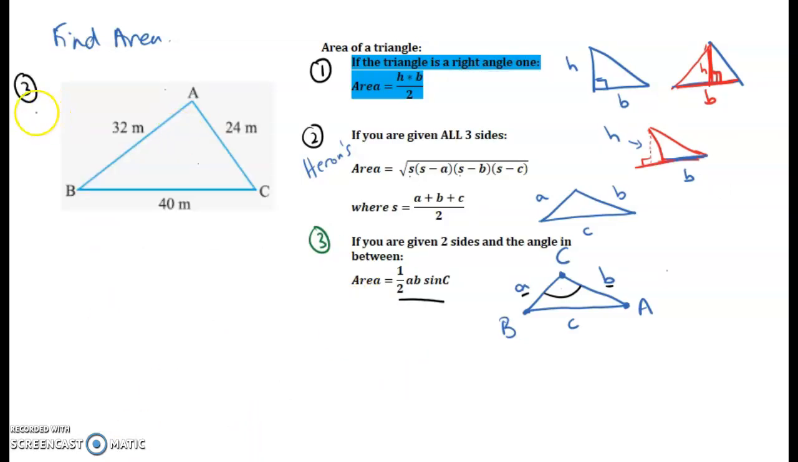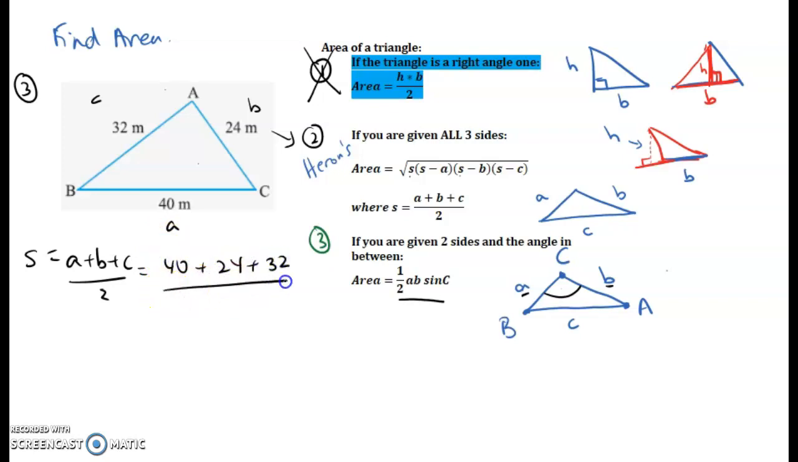Okay, so now I'm on to my third example. So this one here has no right angle or anything like that, so I will not use my first formula. I have all 3 sides, so I will use Heron's formula. So I could call here, since here is capital A, here will be small a, here is capital B, here will be small b, and this side here will be small c. So the S will be A plus B plus C, which will be, well, let me go in order, 40 plus 24 plus 32 divided by 2, which would work out to 48. So 48 is my S.